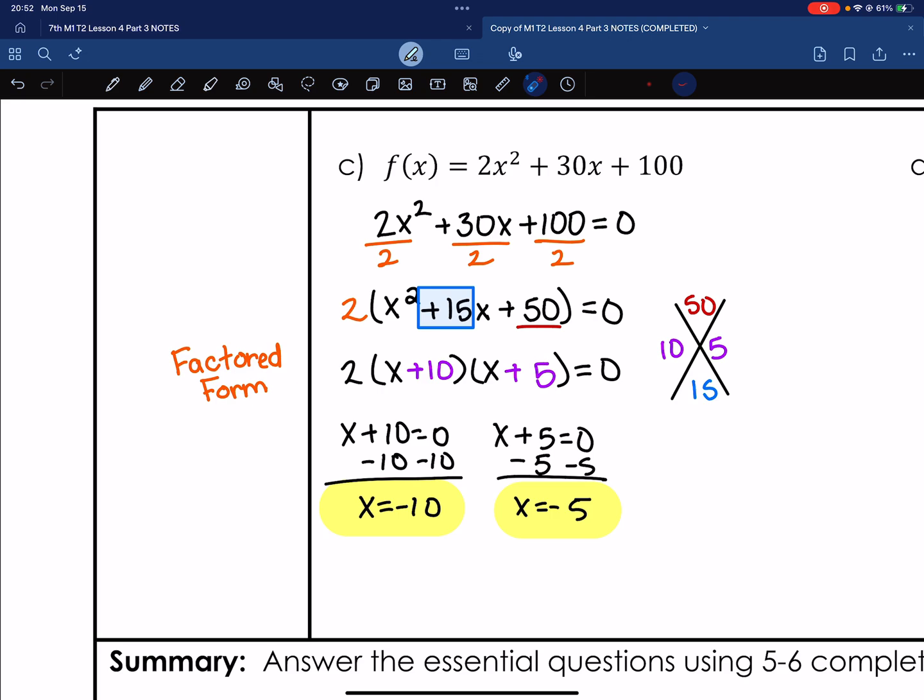Again, this last sign tells you a lot. It tells you that your signs are going to be the same and they're both going to be positive, which is why we had a positive 10 and a positive 5.